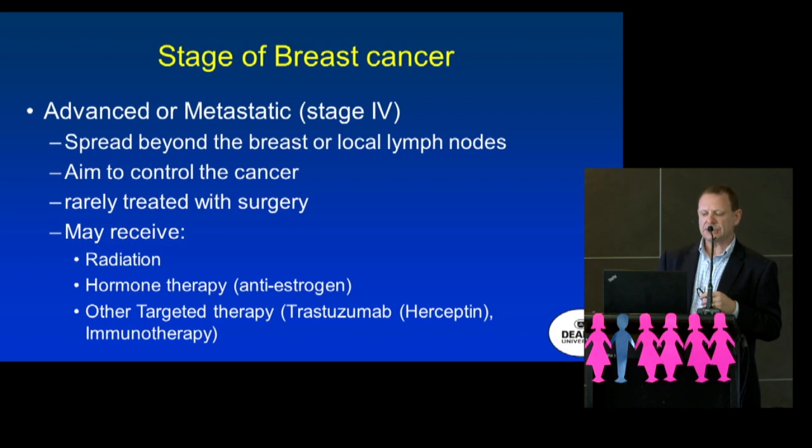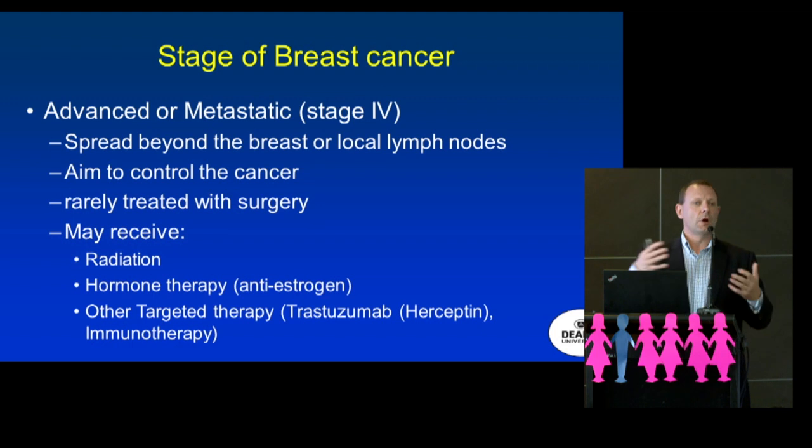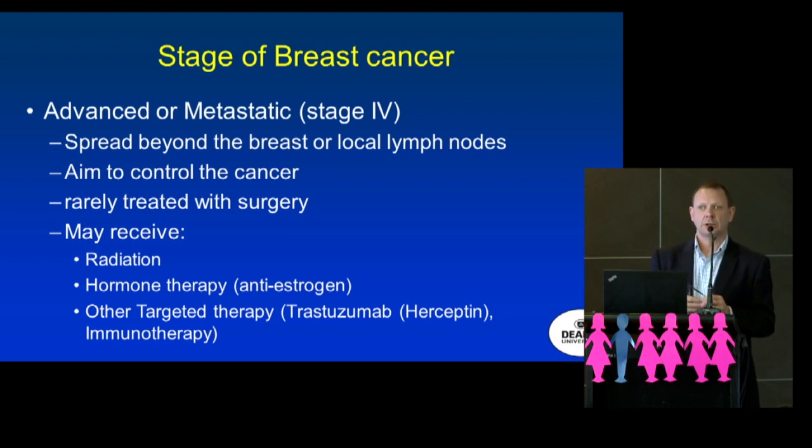It doesn't make sense to operate most of the time because the cancer's already spread. If you operate, you'll deal with the breast, but only the breast, whereas if we use systemic therapy, chemotherapy or hormone therapy or other drugs, it'll treat the whole body no matter where it is. So it doesn't always make sense to do surgery, usually. So those patients with stage 4 disease might have radiation to control a specific area, or hormone therapies if it's estrogen receptor positive, or other targeted therapies, including immunotherapy, that I'll talk about in a second.